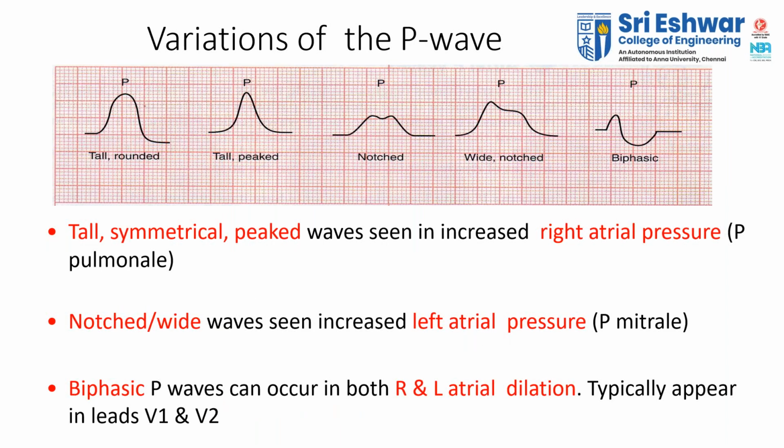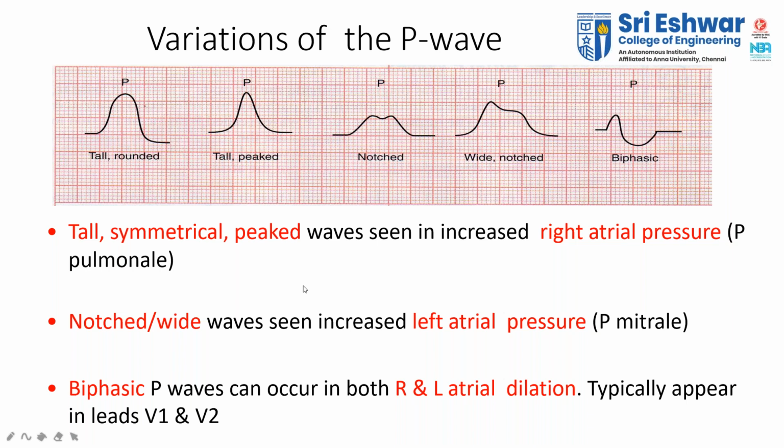So next, variations of the P waves. This P wave is part of the PQRST waveform, which the SA node is responsible for generating. Out of that, the P waveform is very important for diagnosis. The P waveform variations are given here: tall rounded or tall peaked, notched, wide notched, or biphasic. If you have P waveforms under any of these criteria, then you definitely have a problem in the heart.